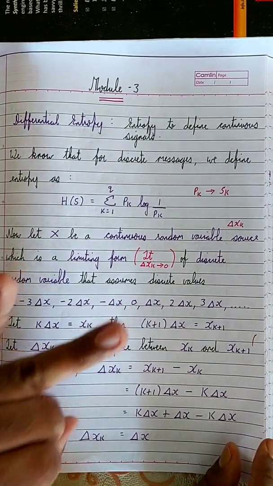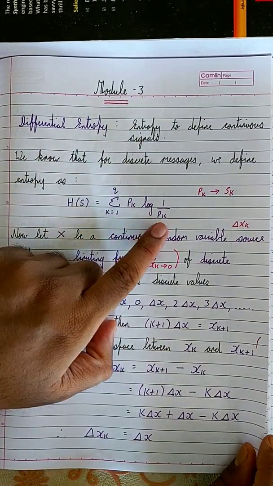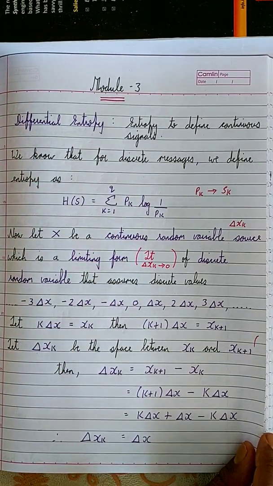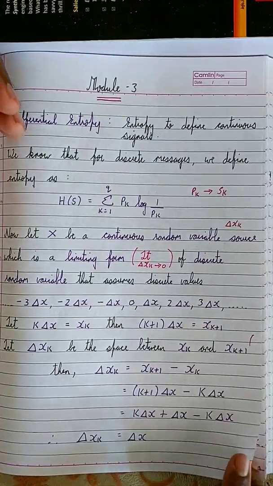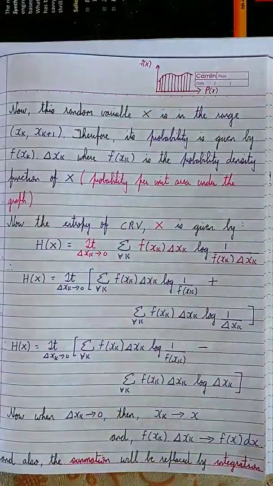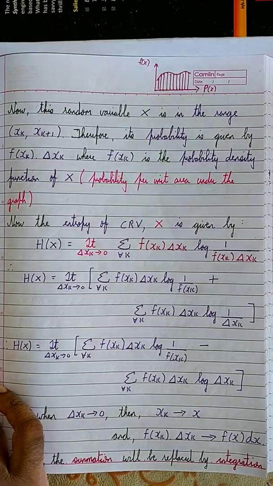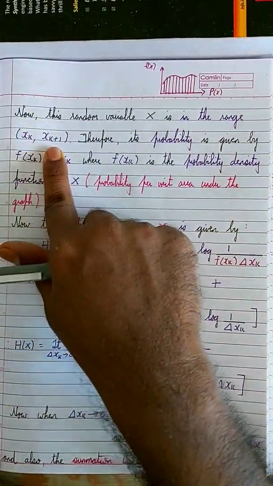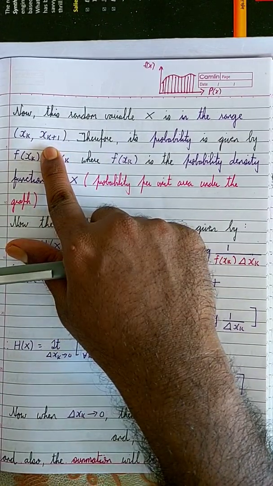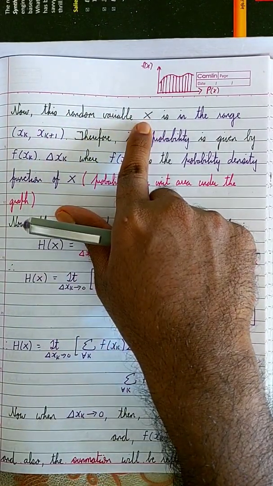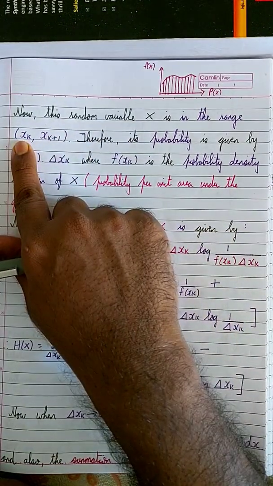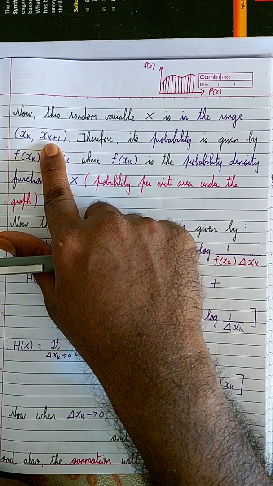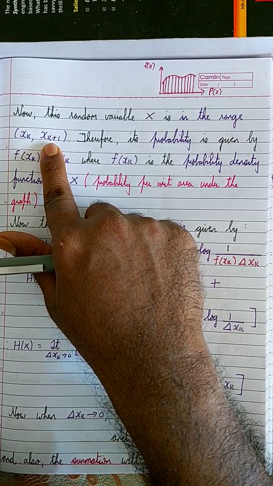The second thing is the probability. You can see that there is a probability over here. So how would you define the probability of a continuous random variable? You need what you call the probability density function, or PDF. Okay, so we all know that this random variable x is in the range between xk and xk plus 1. I am assuming that the value of the random variable x is between xk and xk plus 1. So now how do I define the probability of this area?